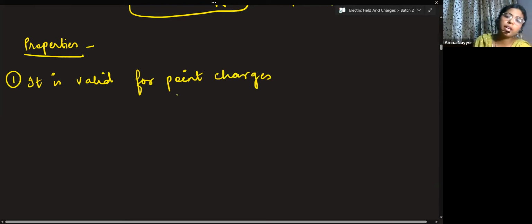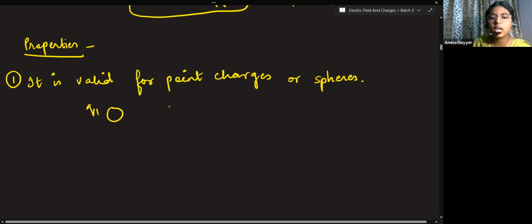Also, in nature, when you are given point charges, spheres can also work as point charges. So point charges or spheres. If you have a sphere with charge Q1 and Q2, both of these can exert Coulomb's law of force. Or if you have two point charges Q1 and Q2, both of these can use Coulomb's law.